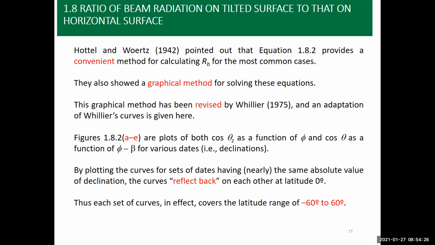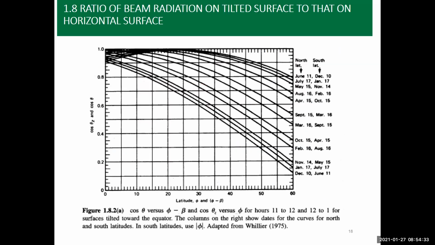So this can be given right away by just using these figures. Examples are given here. In this example, the x-axis represents either the latitude phi or phi minus beta. So I can use the x-axis for either one of them, depending on what you want to calculate. For example, I can use phi if I want to calculate cosine theta z. This one corresponds to that. And I can use the value of phi minus beta if I want to calculate the value of cosine theta.